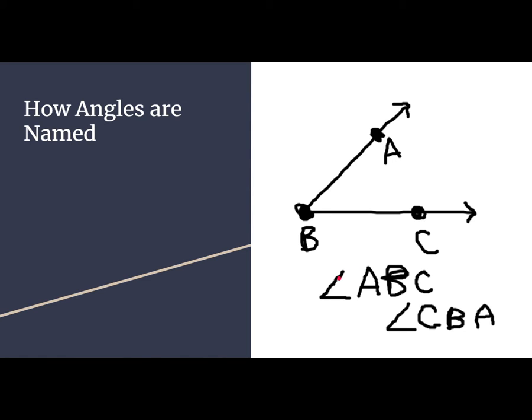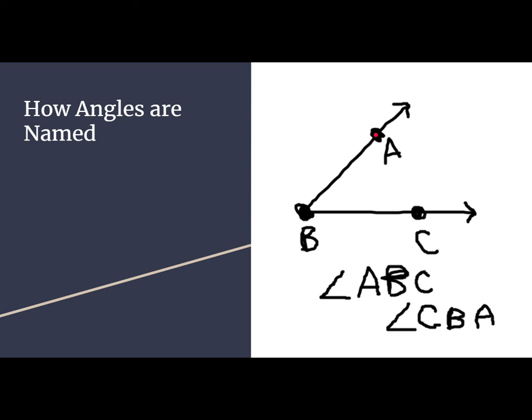Now here's the critical part. Maybe I should have put this after one of my vocabulary slides, but this B point right here is what we call a vertex. It's where the angle meets at, right? It's kind of the origin of the angle, if you will. This B point always has to be in the center of the angle's name. Now, it doesn't matter what side you approach the B from when naming it, but the B always has to be in the center.